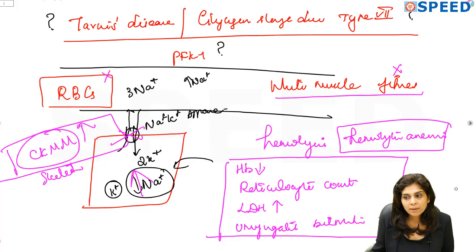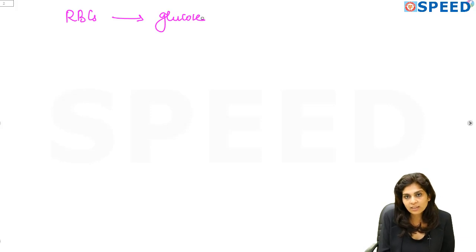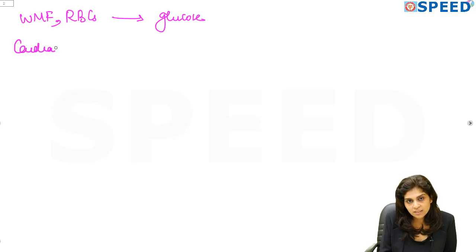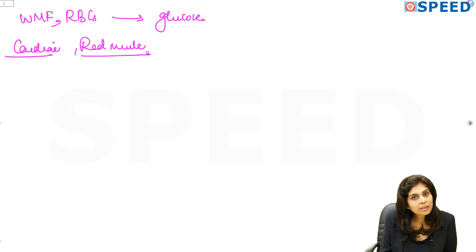Okay. Now coming back to utilization of fuels by all these cells. What I have already told you is about RBCs. And we know for sure RBCs use only glucose. Okay, forever it uses only glucose. Similarly, retinal cells and corneal cells and even white muscle fibers. Okay, now how about cardiac muscle fibers and red muscle fibers? Cardiac muscle fibers are known for their mitochondrial content. Red muscle fibers are known for their myoglobin content.